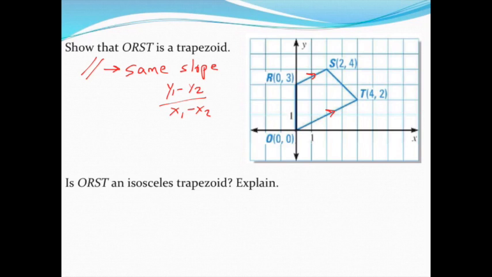So let's find the slope of segment RS. I can see that I have a rise of 1, and I can count across and I have a run of 2. So segment RS has a slope of 1/2.